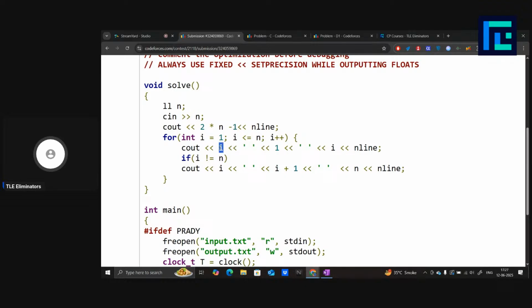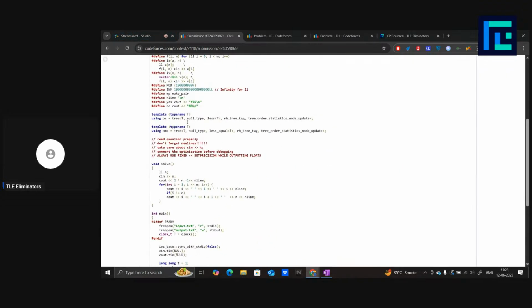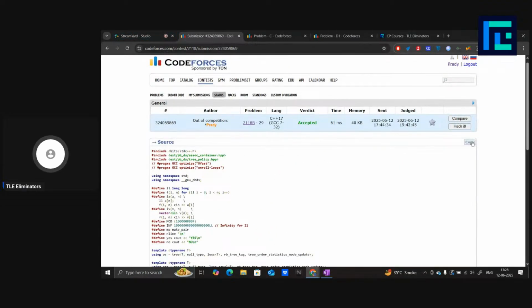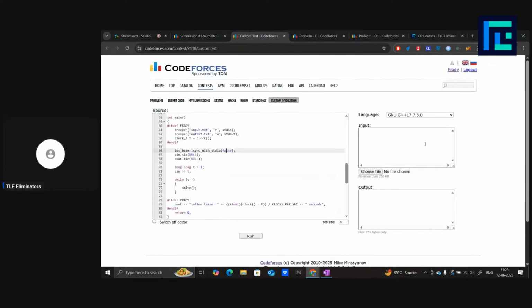This is the row. So for the ith row, we have to print from 1 to I, reverse from 1 to I. And also in the ith row, we want to print I plus 1 to n. But for the last row, we don't want to print this. So if I is not equal to n, then only we print this operation. So it will print something like this. If I try to run it here, it will print correctly.